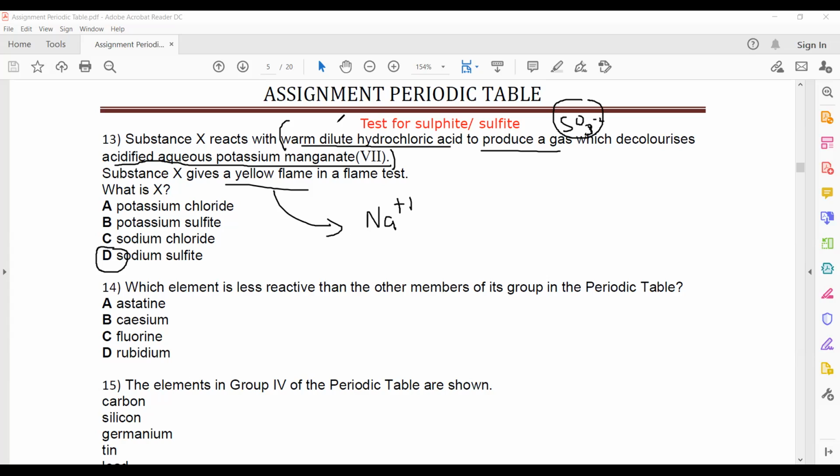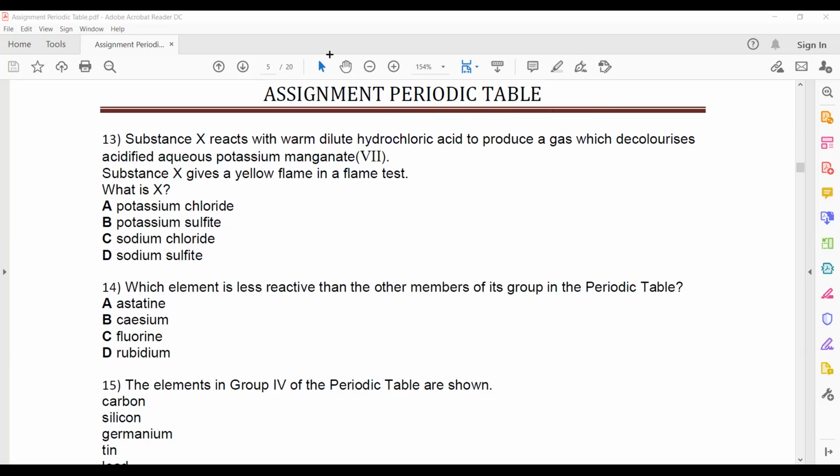How do I know this is a sulfite ion? When you do this test, warm dilute hydrochloric acid, this is a test for sulfite ion. If it gives a gas and that gas turns acidified potassium manganate 7 colorless, this confirms that this salt contains a sulfite ion. So this is a simple test for sulfite ion, a negative ion. And how do I identify there's a sodium? From the flame test, I identify it's sodium, so it is sodium sulfite.